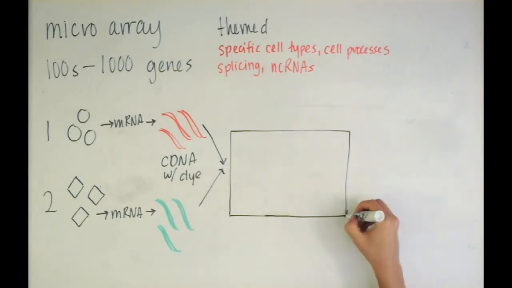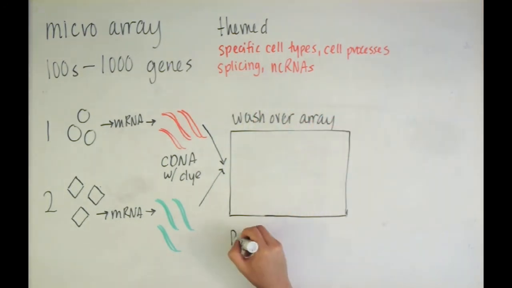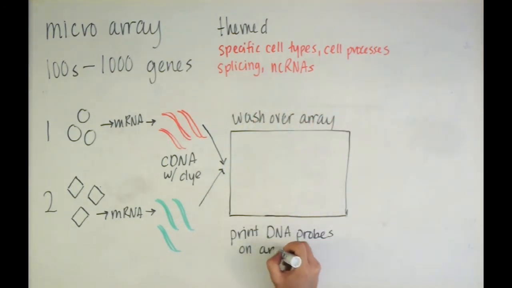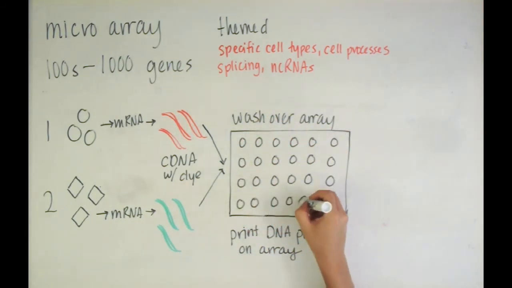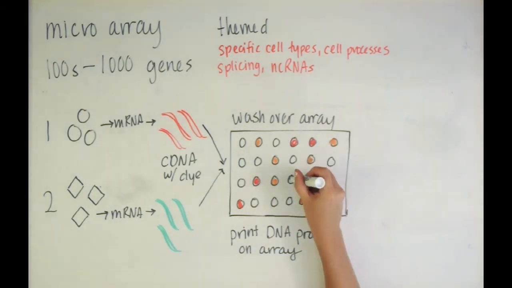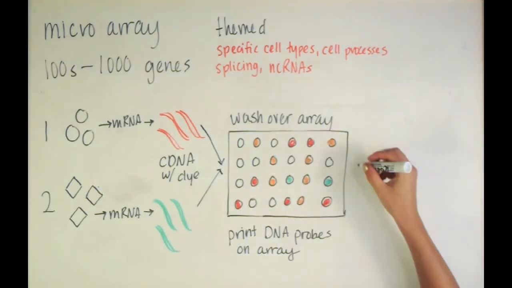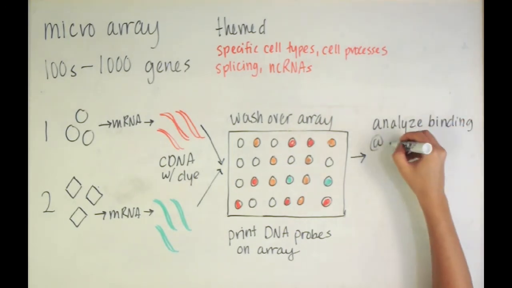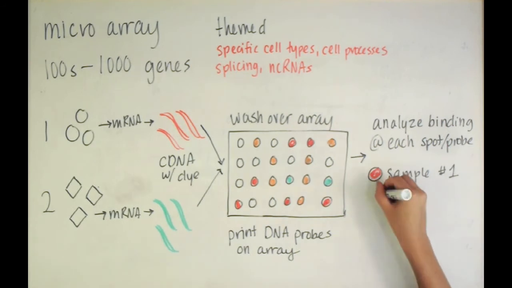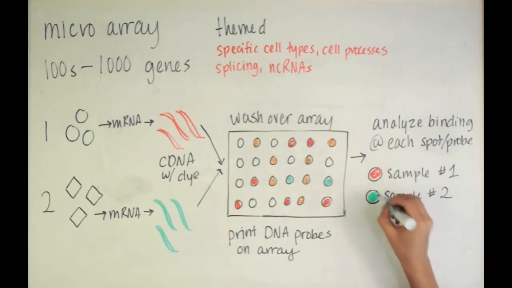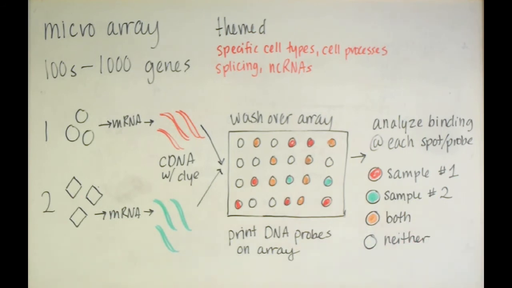You combine the cDNAs from both samples, one red and one green, and wash it over the microarray. If the cDNA matches the sequence printed on the chip, then it will bind. Then you scan the chip for the fluorescent signal from both dyes. Locations where the cDNA from sample 1 is bound will appear red. Spots with sample 2 cDNA will be green. Where they both bind will be yellow, and if neither binds, it will be blank.